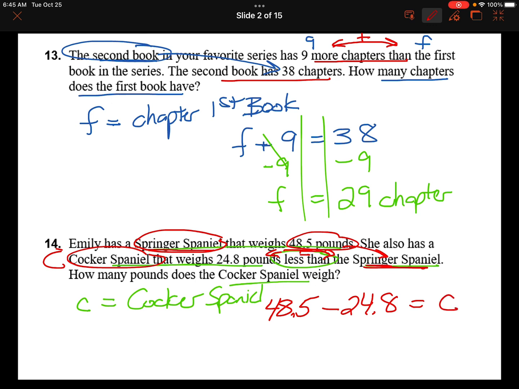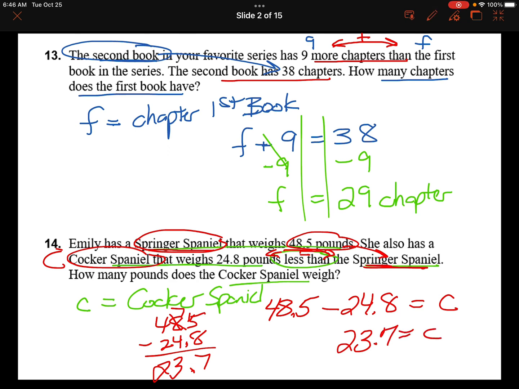In this case, our variable's already isolated, so out on the side you're going to do your subtraction, since it is just a positive minus a positive, and you can see that you're going to end up with, on that problem, 23.7 pounds as the weight of the Cocker Spaniel.